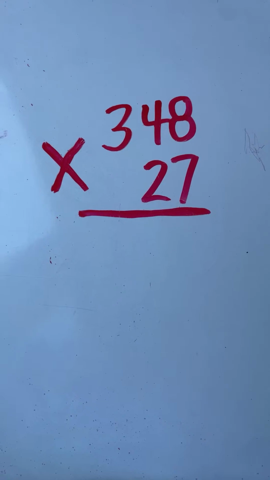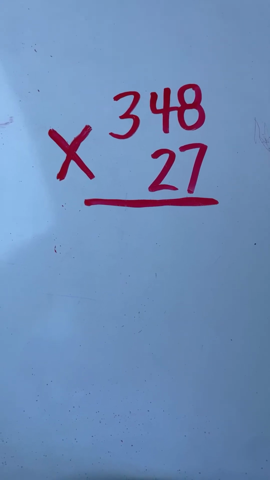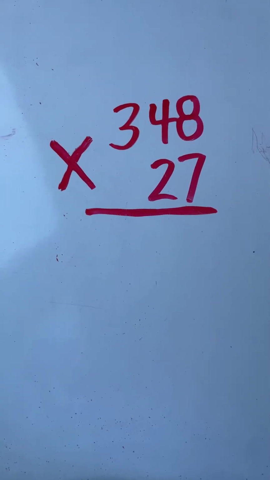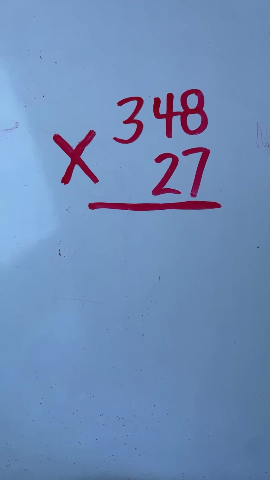So this video is going to be a review of 3-digit by 2-digit multiplication. 348 times 27 is our first example problem, and I'm going to go through step by step how to solve that problem.